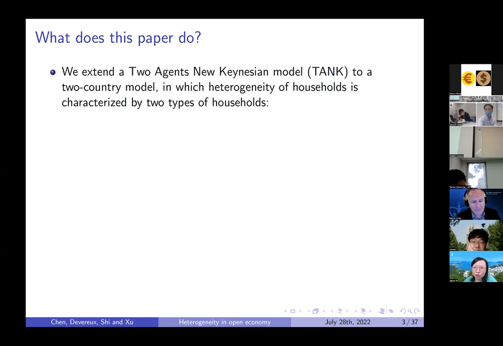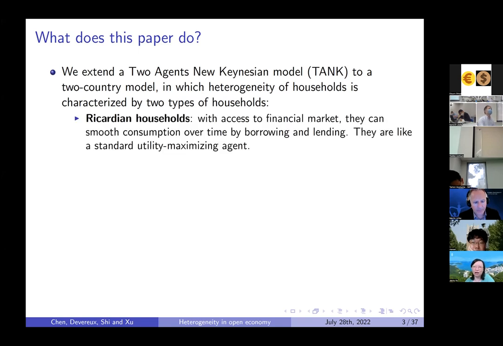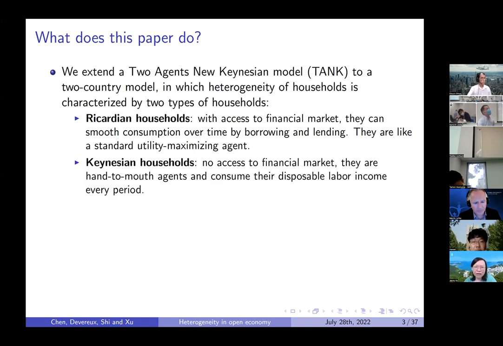We extend this TANK model into a two-country model, in which household heterogeneity is characterized by two types of household, which I already mentioned. The first is the Ricardian household. They have access to the financial market, they can smooth consumption over time by borrowing and lending, and they are like the standard utility-maximizing agent. We also consider the Keynesian household, the hand-to-mouth agent. They have no access to the financial market, and they consume their disposable labor income every period.